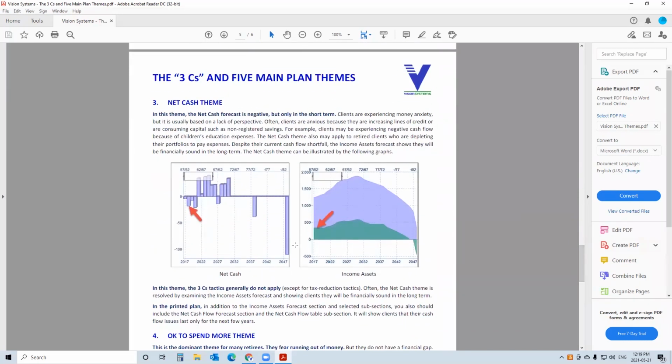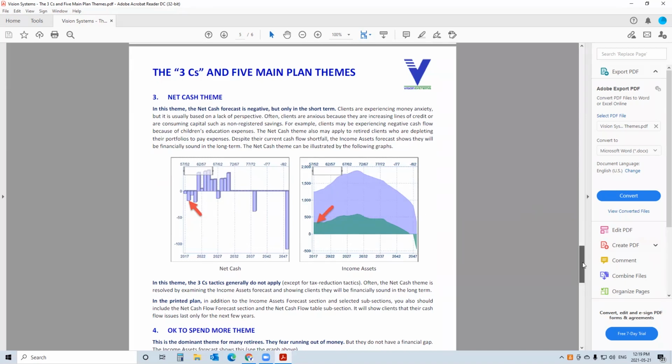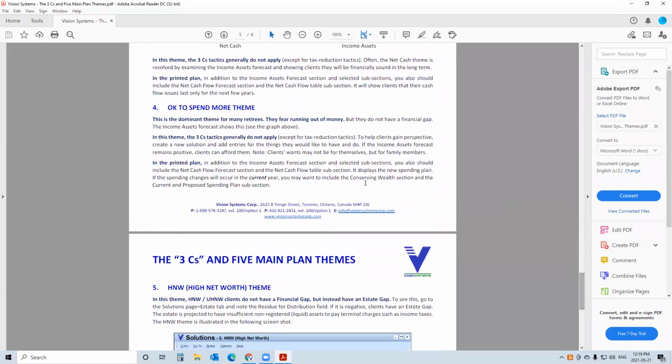The net cash theme: people are running cash flow negative and they're very concerned or worried because they don't have perspective that says in the long term, things are going to be fine. Okay to spend more, which just says the picture looks great. And if you wanted to spend more, you could. It applies to people in their retirement years more than anything.